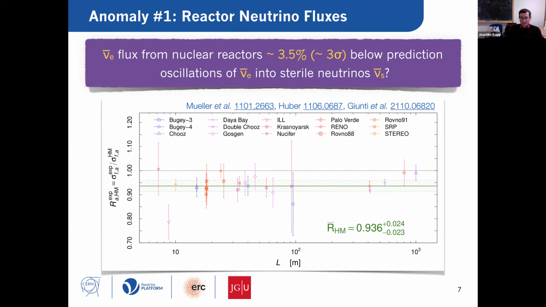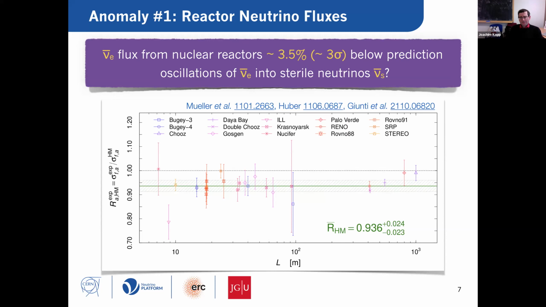Now, what you see in this plot here is a summary of the anomaly. The horizontal axis is the distance from the reactor core. The vertical axis is the event rate relative to the expectation. And the data points are from all kinds of different reactor neutrino experiments that have been done throughout the history of neutrino physics. And as you can see, the data points cluster well below 1. And that's just a reflection of this deficit.